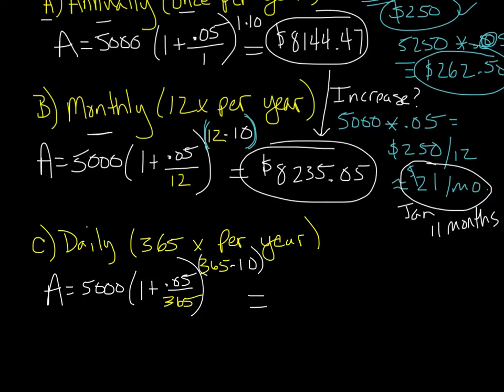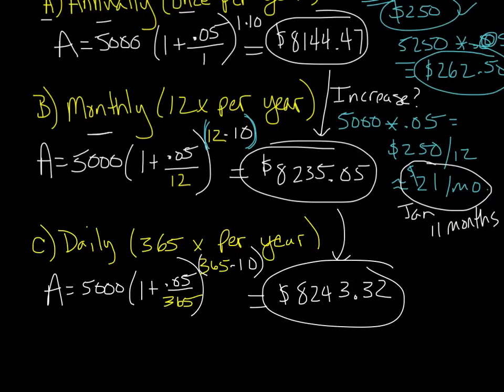And if I do this, I'm just going to put this into my calculator. I'm going to be careful and make sure my exponent's in parentheses here. But if I do this, let's see, 365 to the 365 times 10, I end up with, I don't do a lot better, but I have $8,243.32. And again, a little increase. It's not a huge increase, but it's a little bit because I'm not having to wait till the end of the month or the end of the year to get my interest. I get my little piece of interest right now, and it can immediately start to gain its own interest.